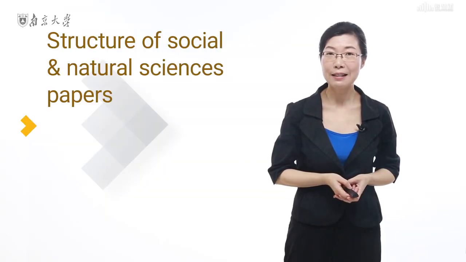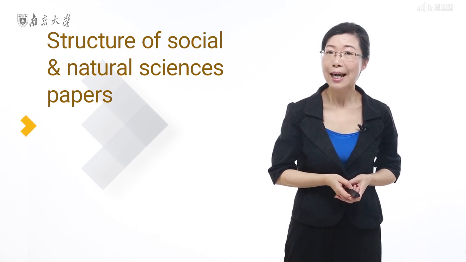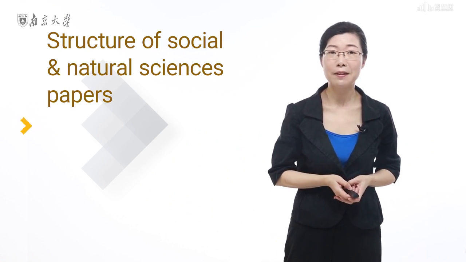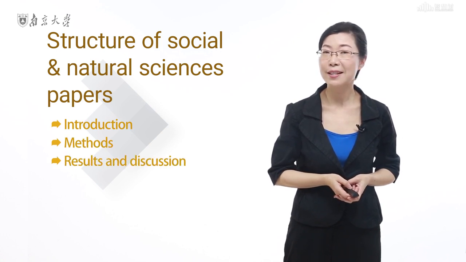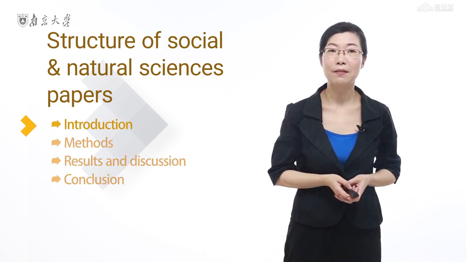Different from humanities, research papers in social and natural sciences tend to be based on empirical studies such as surveys, case studies, and experiments. Such papers are often organized into 4 parts: introduction, methods, results and discussion, and a conclusion.